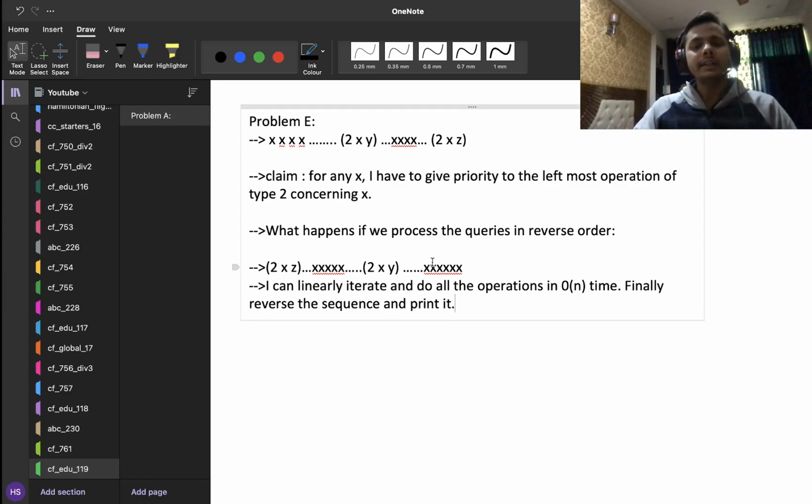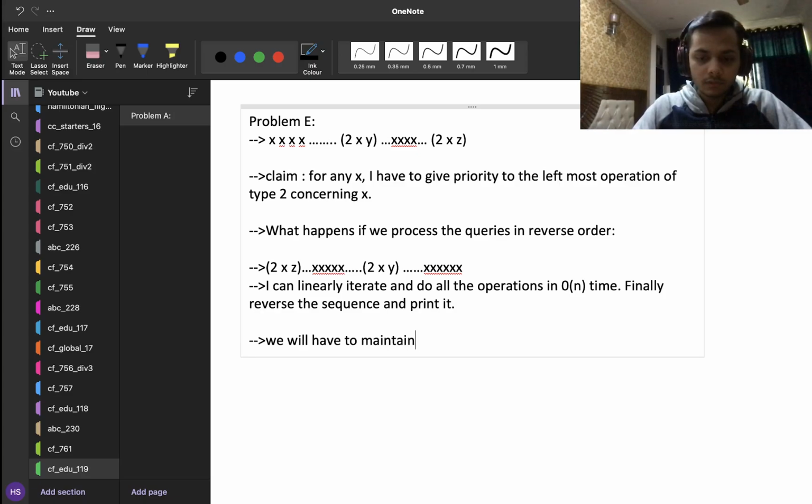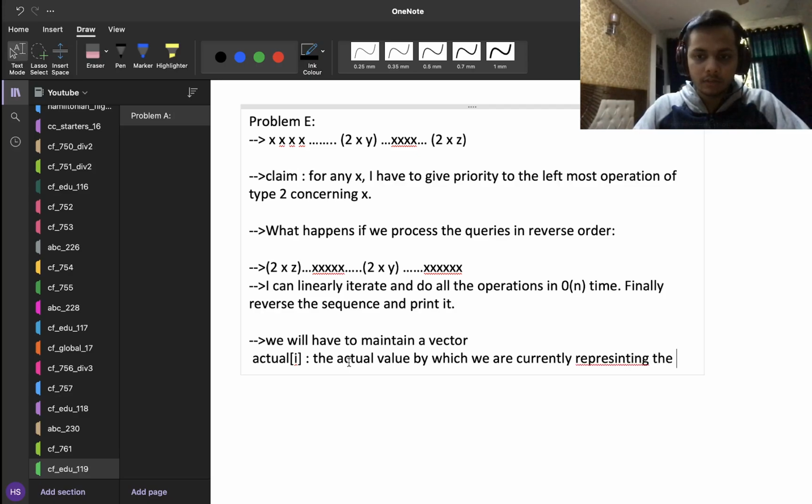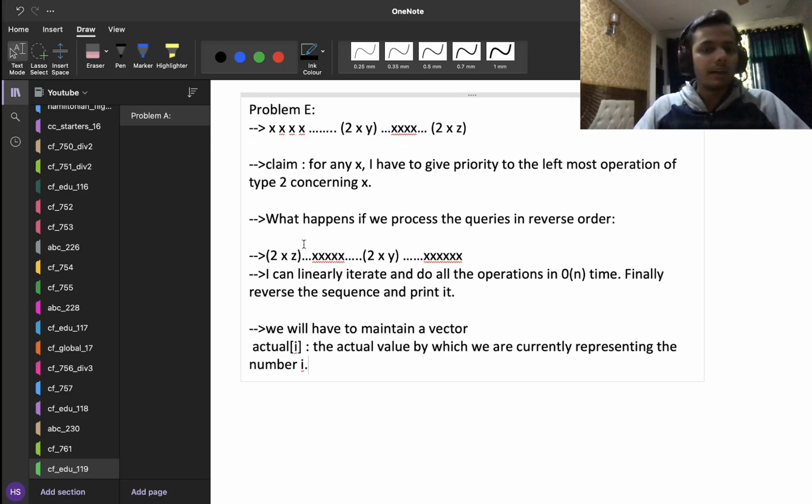You can just go in reverse order and you can just maintain for each element. You have to maintain. Also, one thing which I missed is that we will have to maintain a vector actual of I, where actual of I will store the actual value by which we are currently representing the number I. Right? So yeah, essentially this is what is happening.